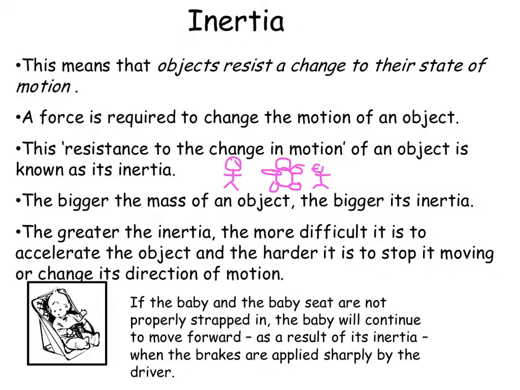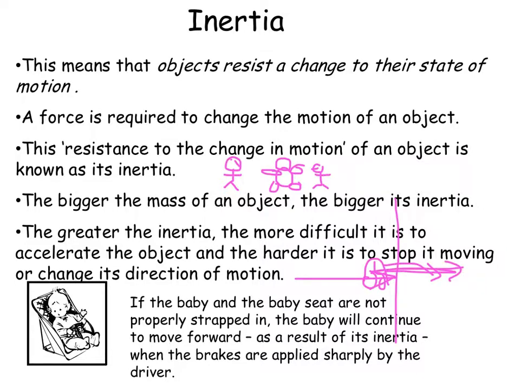Now, where does inertia come in? One of the things I like to ask about is the concept of safety in cars. And we take a look at seat belts. And what does the seat belt do? So if this baby was not strapped in, a car and the baby are moving along together. So the whole system is moving in that direction over there. Suddenly, the brakes are applied. The car stops. What happens to the baby? The baby keeps going forwards and lands up outside of the car.